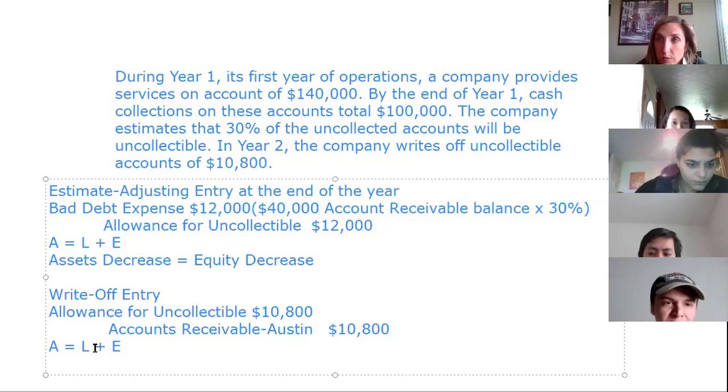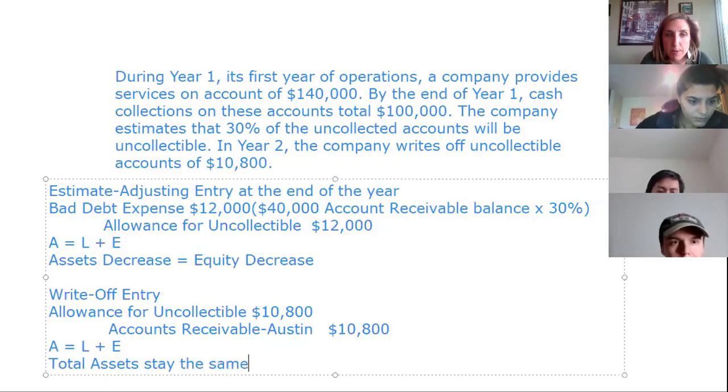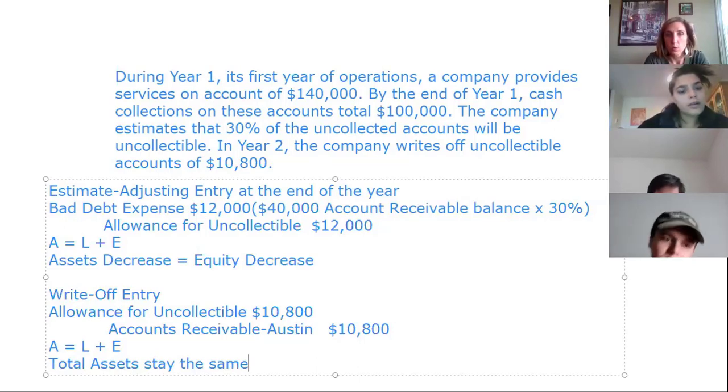What kind of account is accounts receivable? It's an asset. Very good. It is also an asset. So what we say happens when we did this write-off entry, total assets stay the same. We're not increasing our total assets and we're not decreasing our total assets. When did we decrease our assets on this example? Maybe when we did that adjusting entry up there, right?